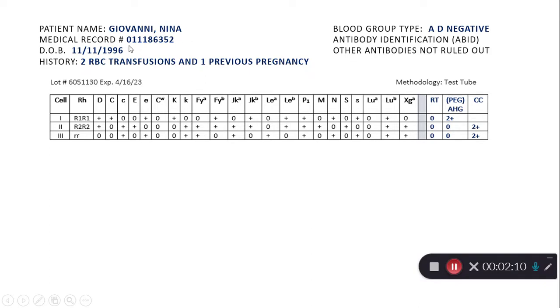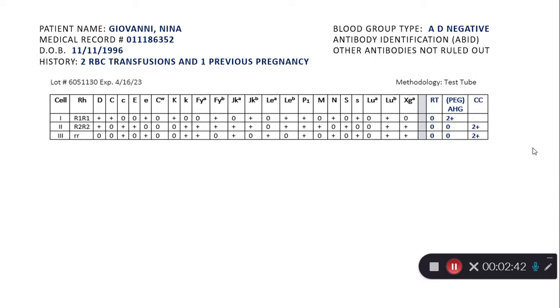The patient's name is here, her medical record number, her date of birth, her ABO and D blood group type that we established in a previous forward and reverse blood group typing. The antibody identification and other antibodies not ruled out is left blank because that's what we'll be determining here. And we do have a history on her. She's received 2 red blood cell transfusions and has had 1 previous pregnancy. So she's had 3 previous exposures to foreign red cell antigens that her red cells may not express.